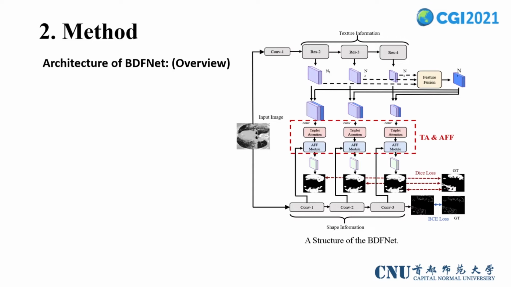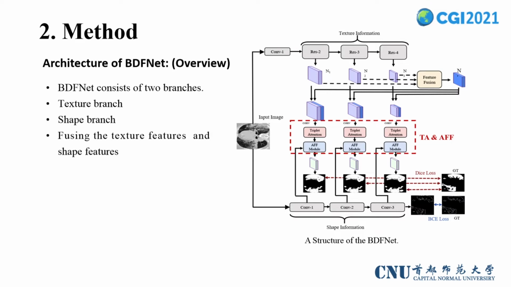As shown in the right picture, BDFNet consists of two branches. The first branch of the network, named the texture branch, is a regular segmentation neural network, and the second branch, named the shape branch, processes the shape information in the form of the lesion region's boundaries. We enforce the shape branch to only extract boundary-related information by using a dedicated loss function as supervisor.